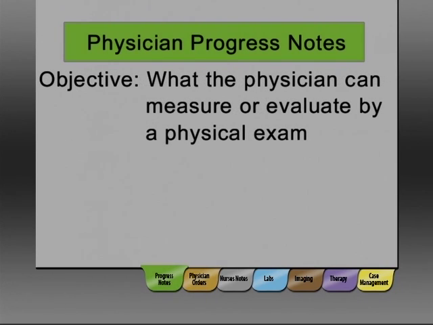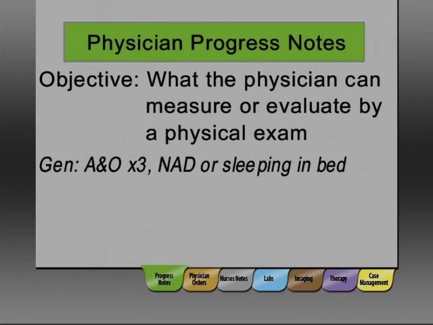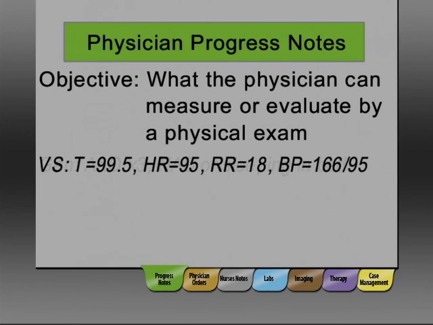O is for objective, is what the physician can measure or evaluate by physical exam. GEN is for general, and it is the physician's general observation of the patient. For example, general, alert and oriented times 3, which means the person is awake, alert, and knows their name, the date, and where they are. NAD equals no apparent distress.